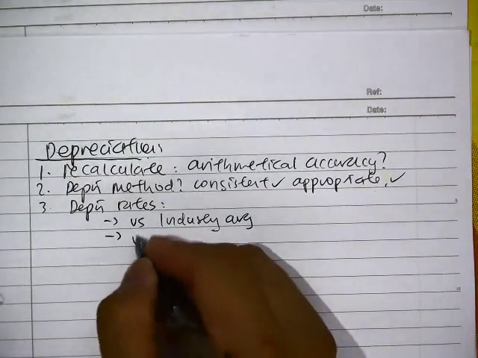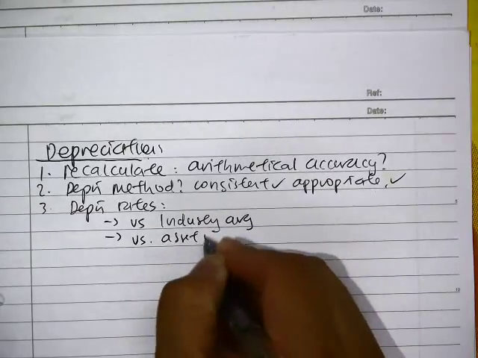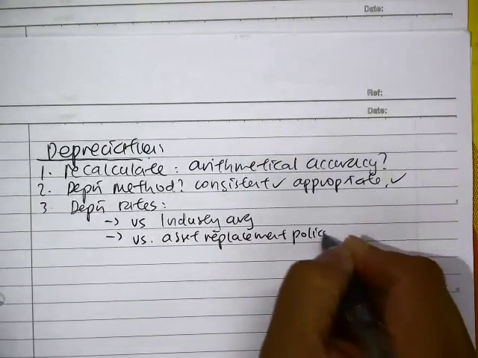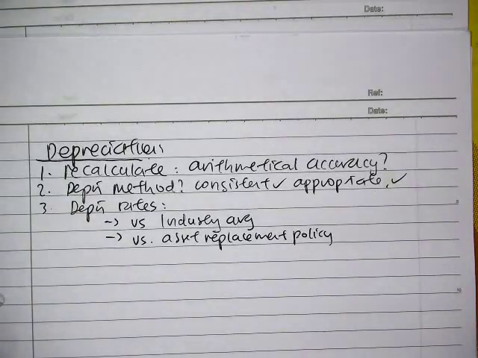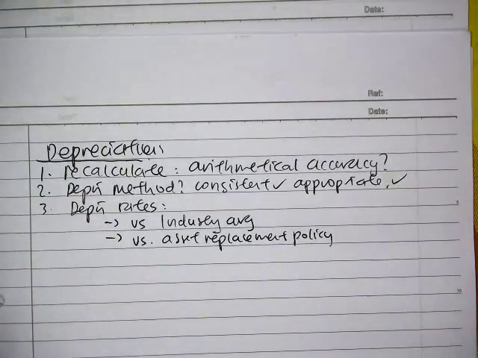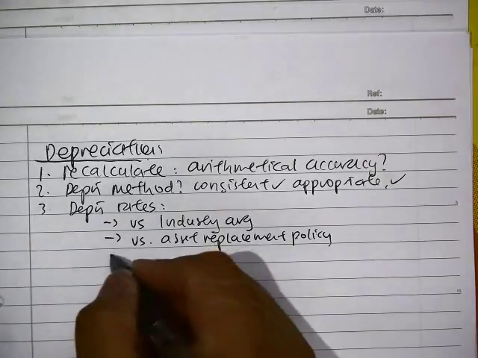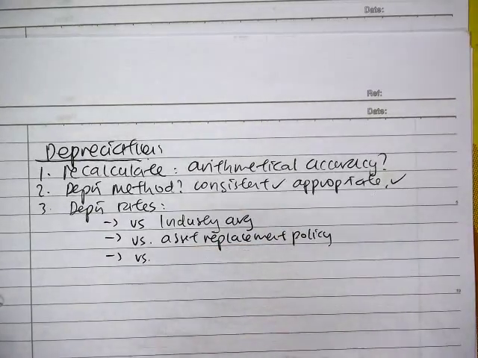Now, if they have any asset replacement policy, that also gives you leads to the depreciation rates that they're supposed to use. If, let's say, I have a policy that I must change every 5 years, that obviously is 20%, even though the actual useful life can be much higher, but still 20% because this is my policy. Okay, right?